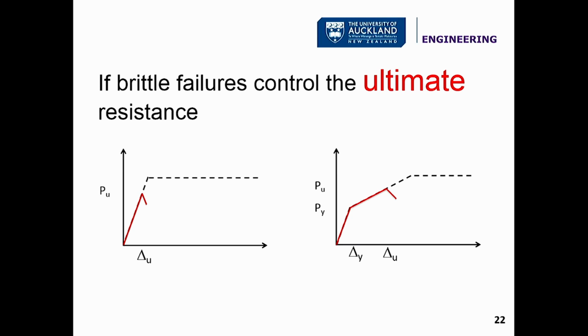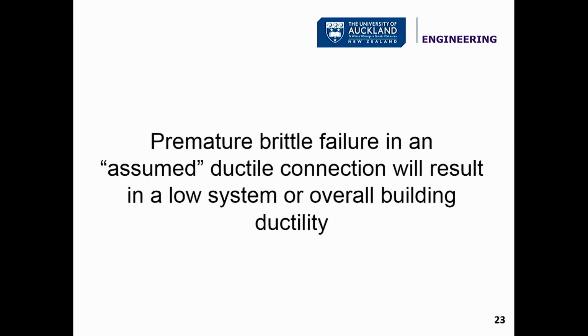At this point, we still do not control exactly when this secondary mode of failure is occurring. That is part of research that is ongoing at this point. But where that delta U is, we don't control this perfectly right now. We're starting to have an idea, but we don't have it. So premature brittle failure in an assumed ductile connection will result in a low system or overall building ductility. So right now we're stuck with a mu of 1.25.